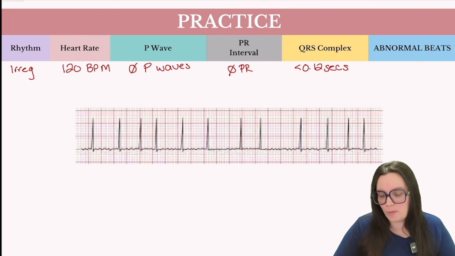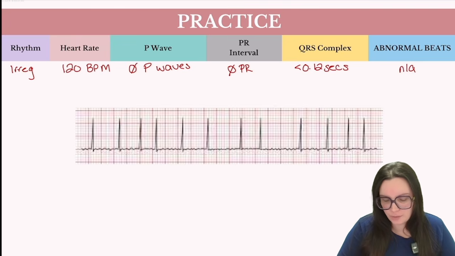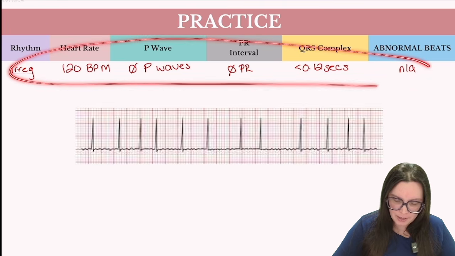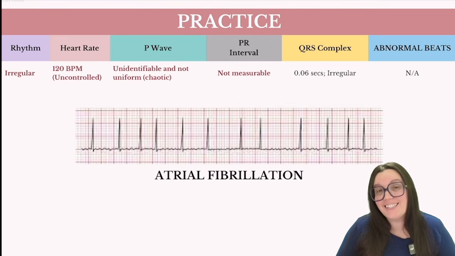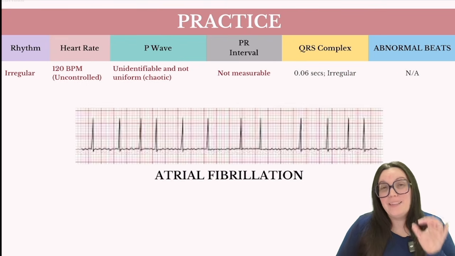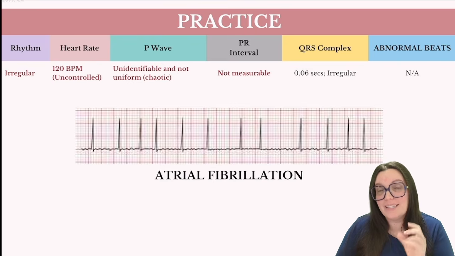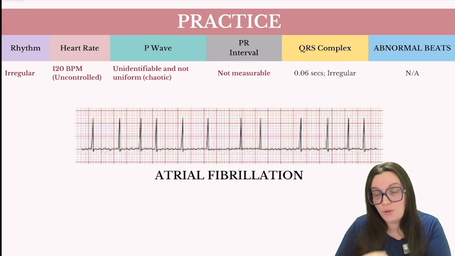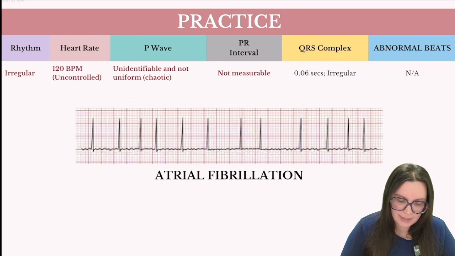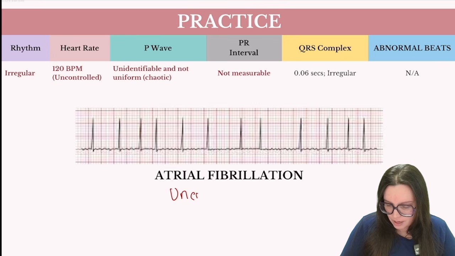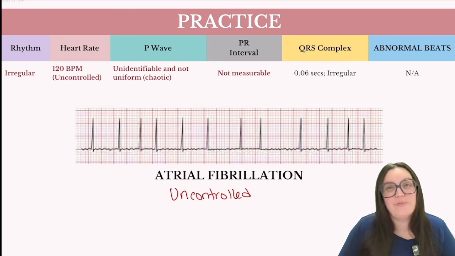And do we have any abnormal beats? We absolutely do not. So based on everything that we see up here, being that we have an irregular rhythm, we have no P waves, no PR interval, and we have a narrow QRS complex, we can say with certainty that this is called atrial fibrillation. The big key here that I want you to take away is that you always have to say whether it's controlled or uncontrolled. So in this case, because we have a heart rate that's 120 beats per minute, we can absolutely call this rhythm an uncontrolled atrial fibrillation.